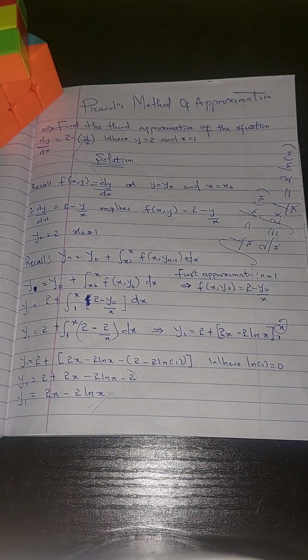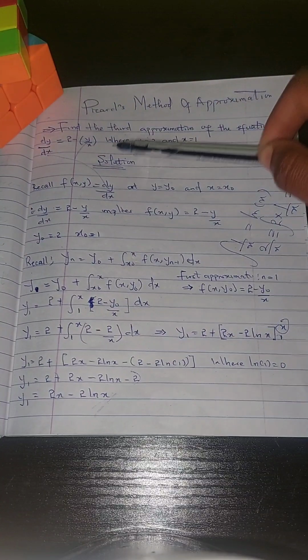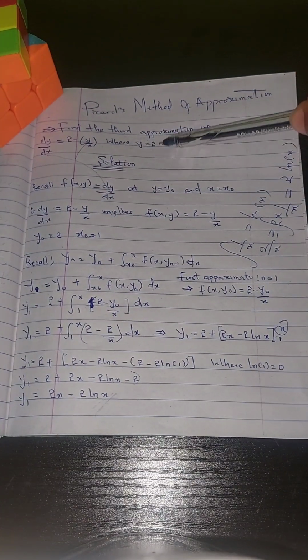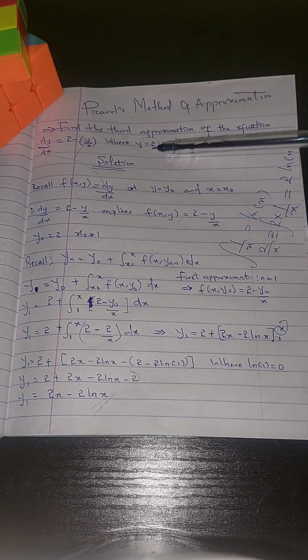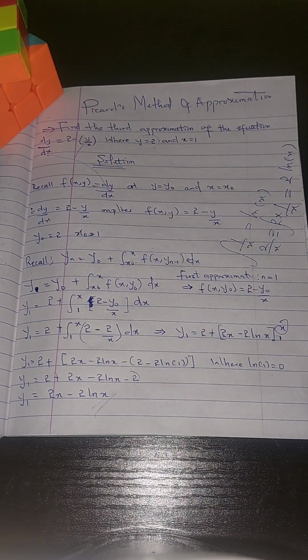So don't forget, when you have your question, all you just need to do is take the things you need, which is your dy over dx equals this. Then know that when you have y equals 2, it implies your y not equals 2 and your x not equals 2. Then you remember your nth approximation formula, and that's all.